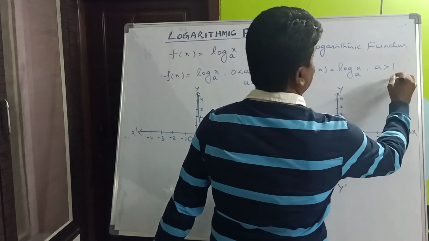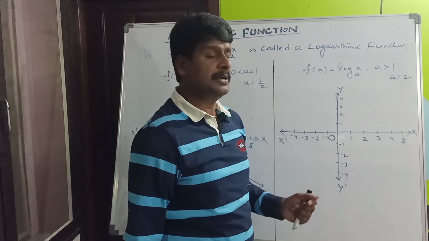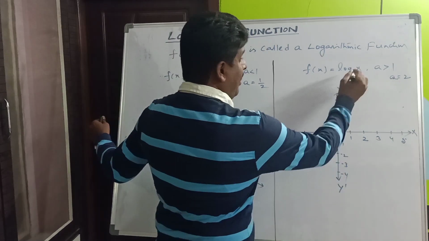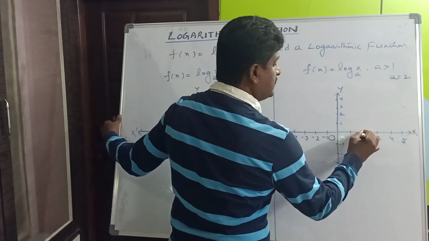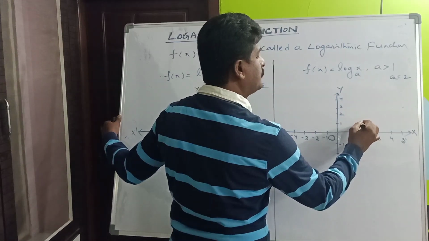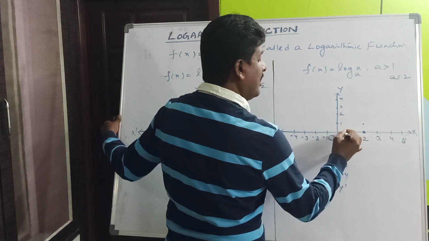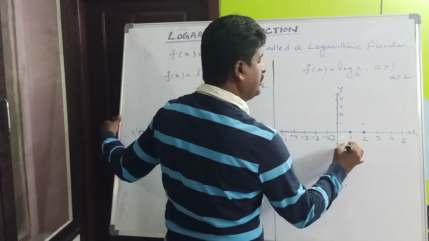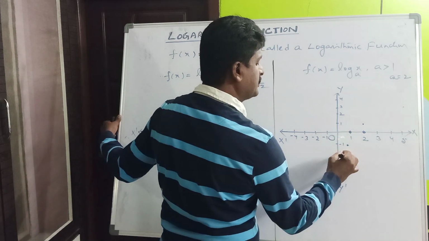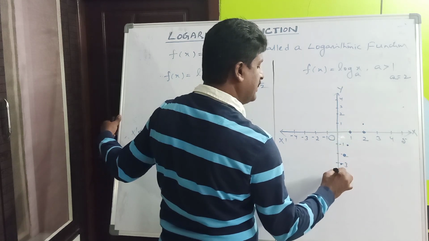For example, put a is equal to 2. Whenever a is equal to 2, it becomes f of x is equal to log x base 2. As we consider x is equal to 2, it becomes log 2 base 2. Log 2 base 2 value is 1. And log 1 base 2 value is 0. Log 1 by 2 base 2 value is minus 1. Log 1 by 4 base 2 is minus 2 somewhere here. Log 1 by 8 base 2 is minus 3 somewhere here.